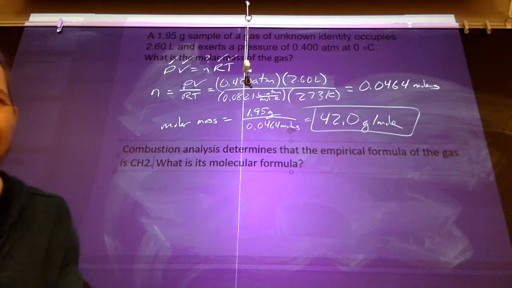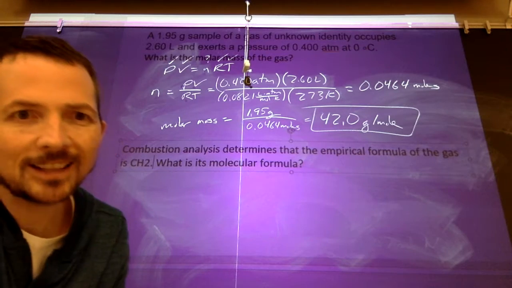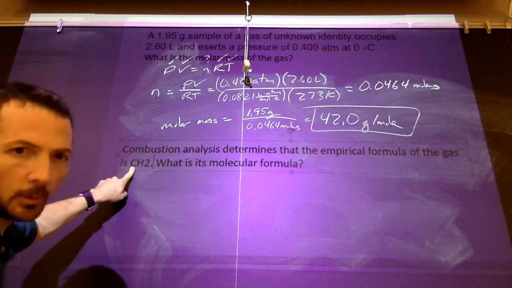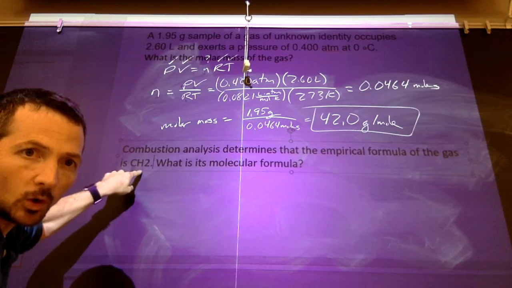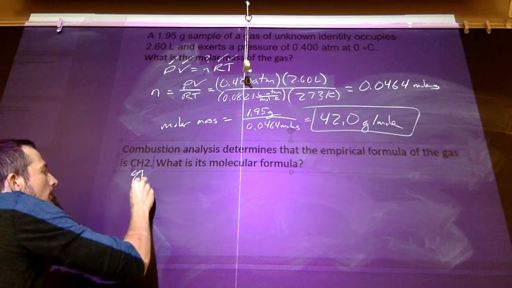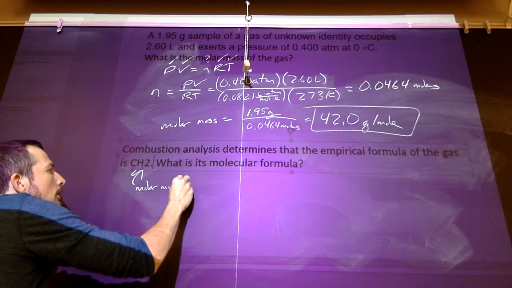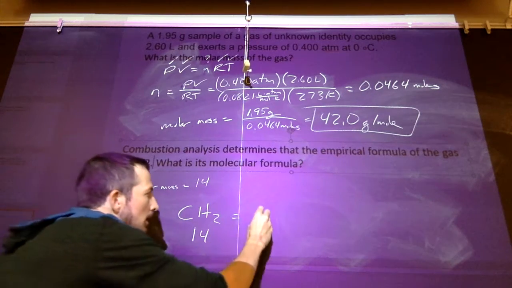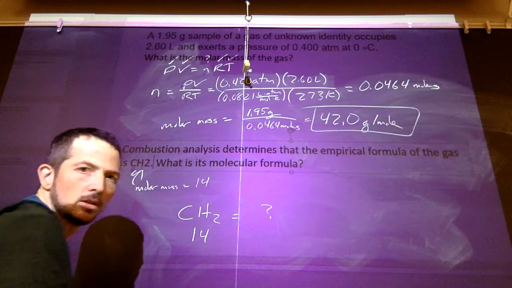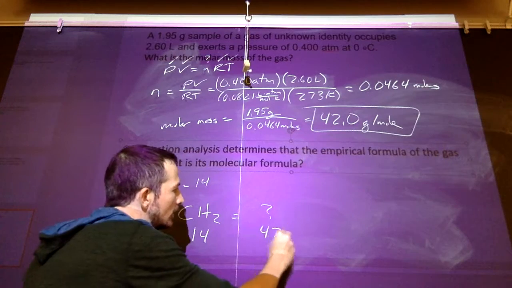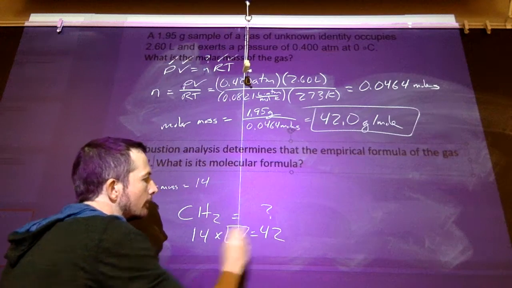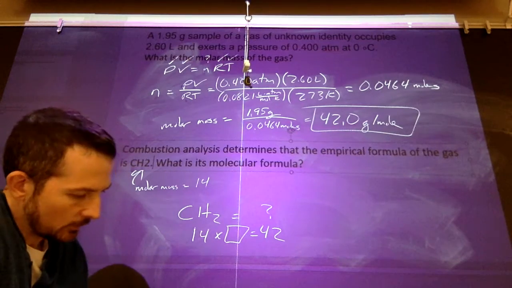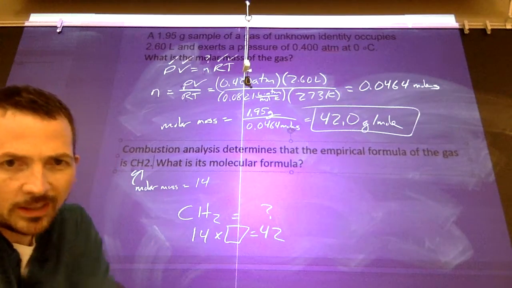Now if I look at the next part of this, it says combustion analysis determines the empirical formula of the gas is CH2. What's the molecular formula? CH2, if I know carbon's 12 and hydrogen's 1, so that has a molar mass of 14. So CH2 is 14. My unknown has a molar mass of 42. So what times 14 would give me 42? I just take 42 and divide by 14, and it's 3.